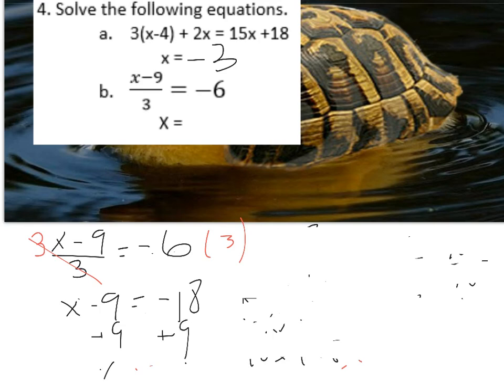Over here we have x, and negative 18 plus 9. The signs are not the same, so we're going to subtract. 18 minus 9 is 9. Take the sign of the bigger number. That will leave us with negative 9.